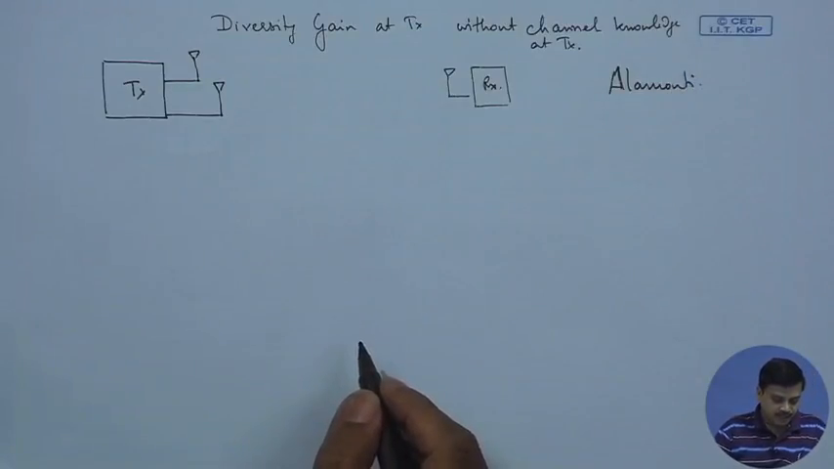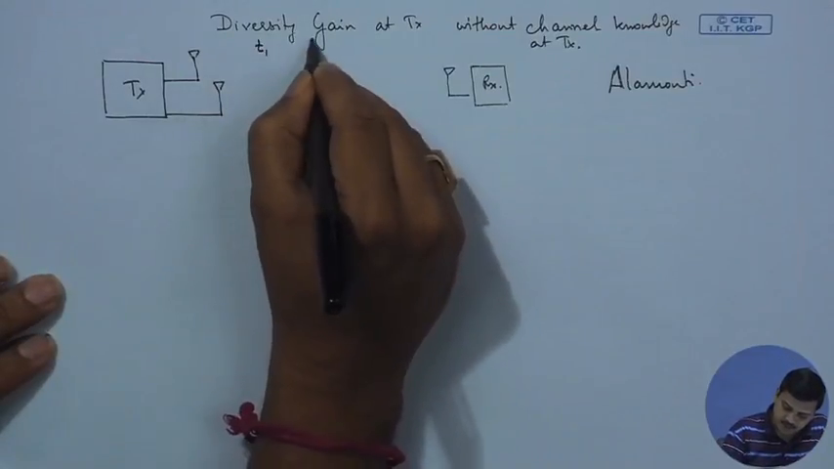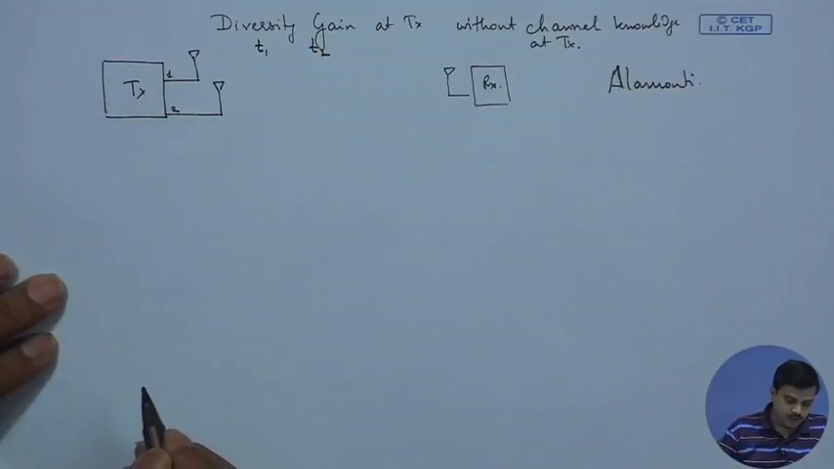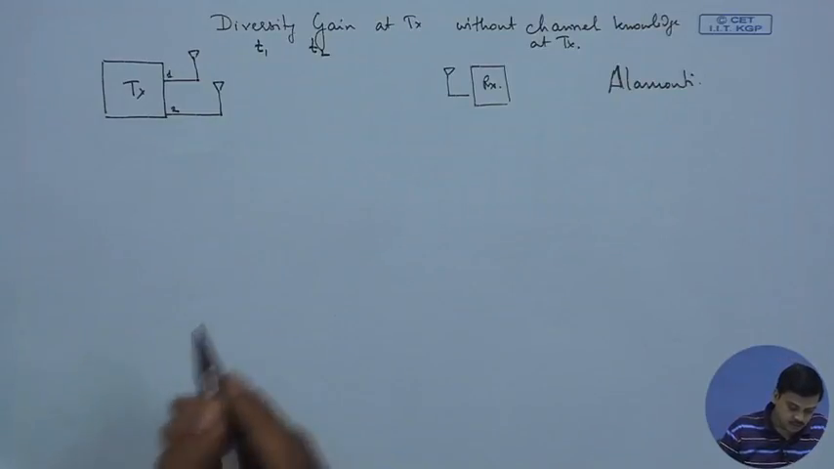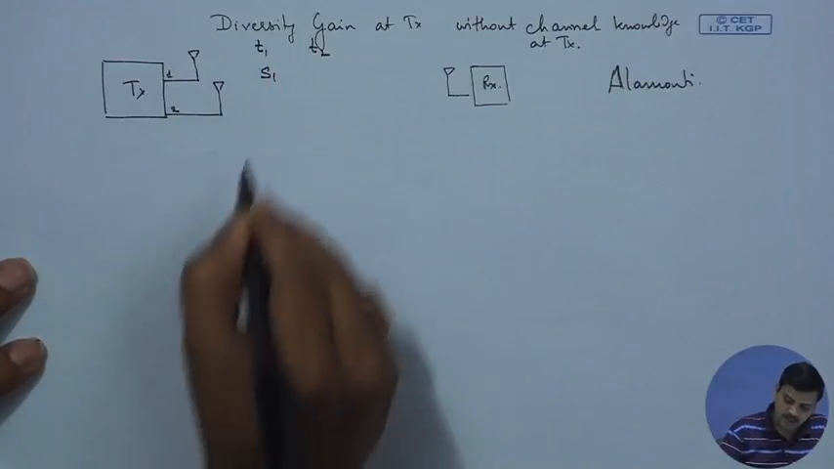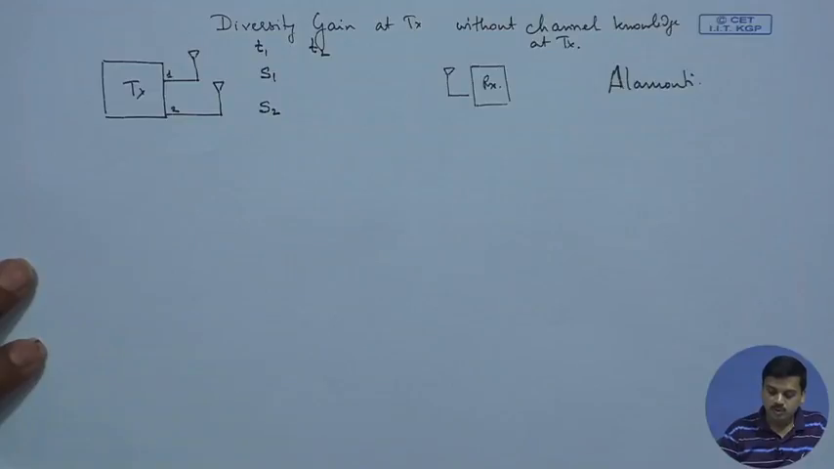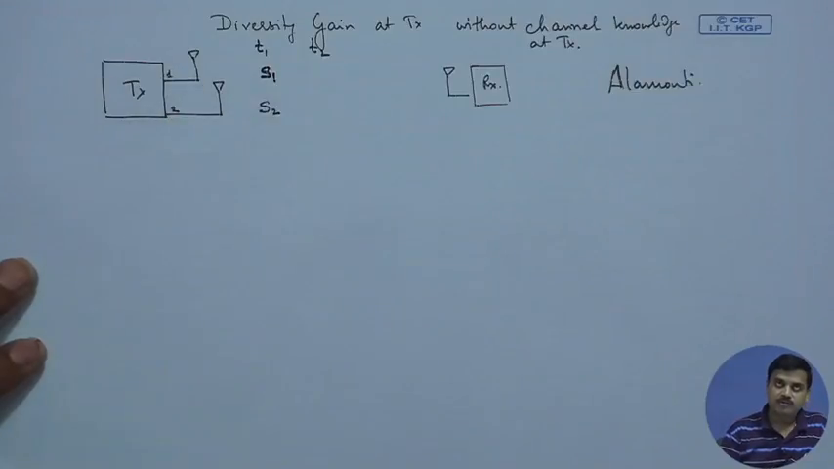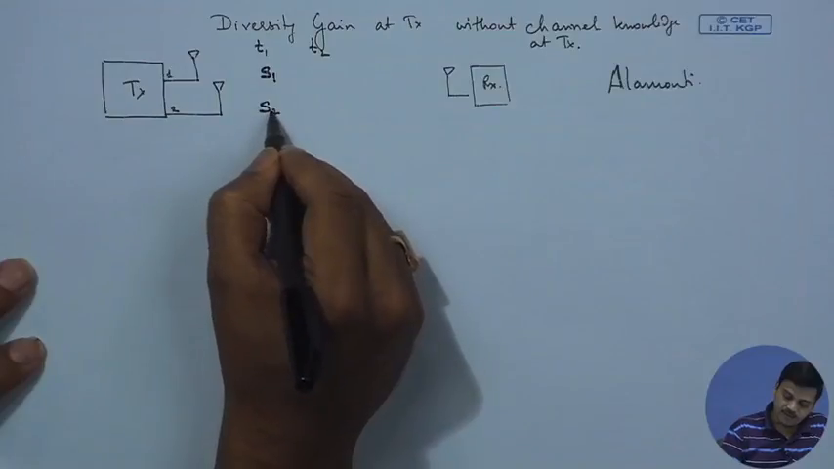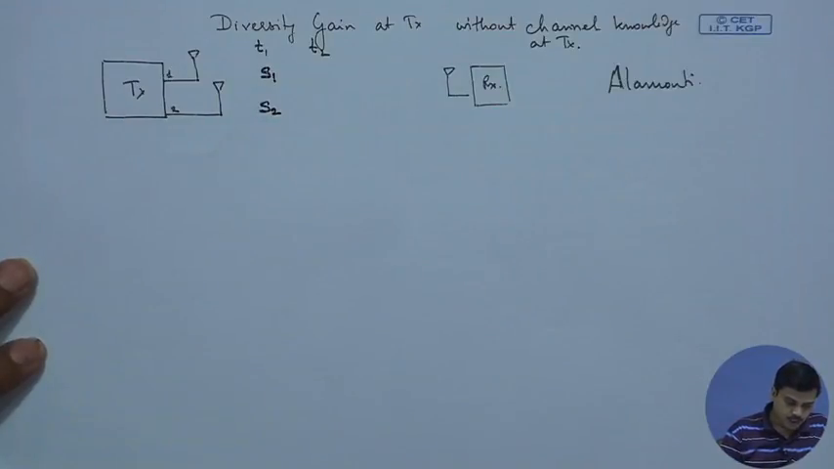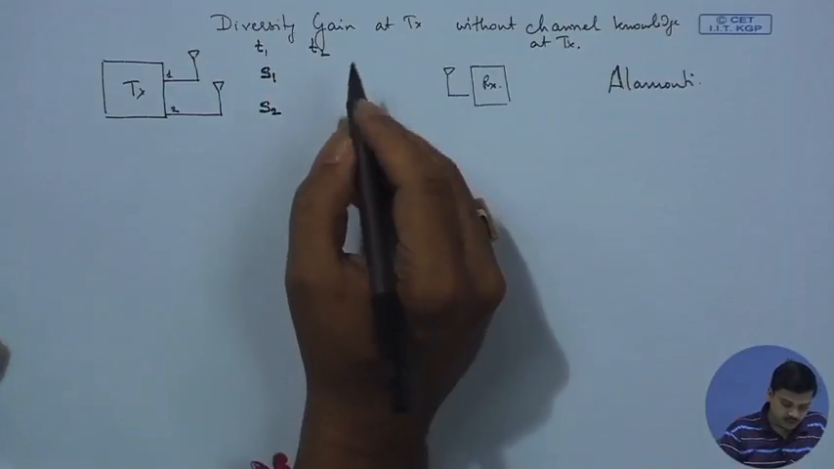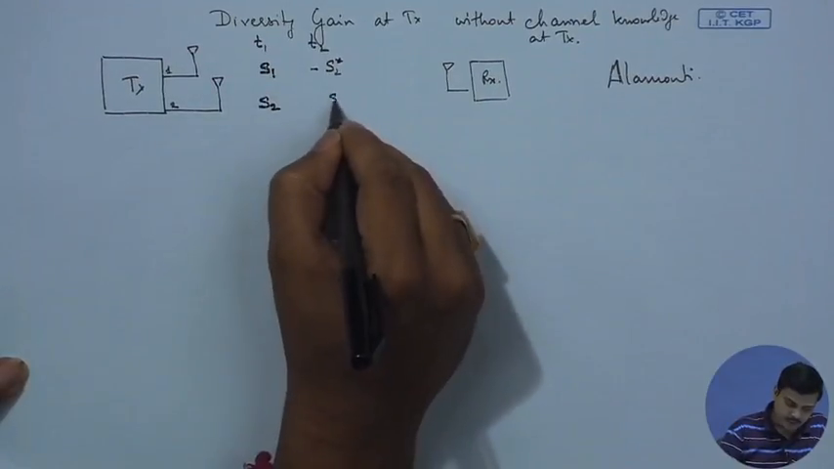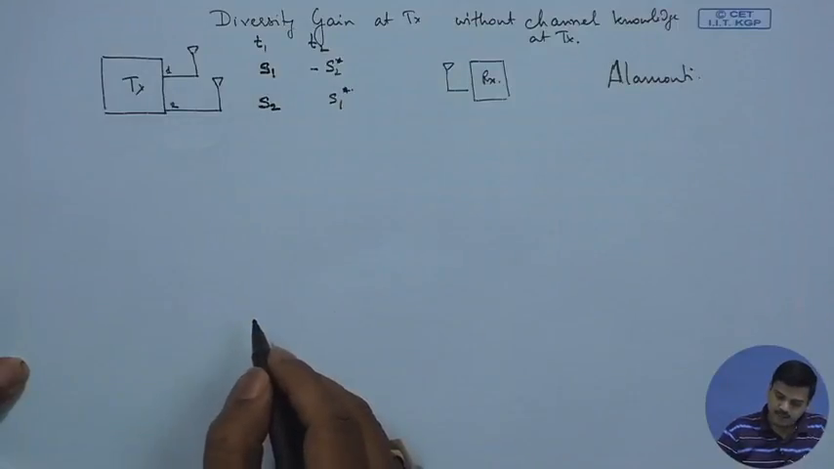Under this particular case, what is done is we will consider 2 time instants T1 and T2, and say this is antenna 1 and this is antenna 2. In the first symbol duration, we will be sending the signals S1 and S2 from these 2 antennas. So we have two signals, S1 and S2 to be sent. In the first time instant, we send S1 from the first antenna and S2 from the second antenna. In the second time instant, we send minus S2 conjugate from the first antenna, and S1 conjugate from the second antenna.